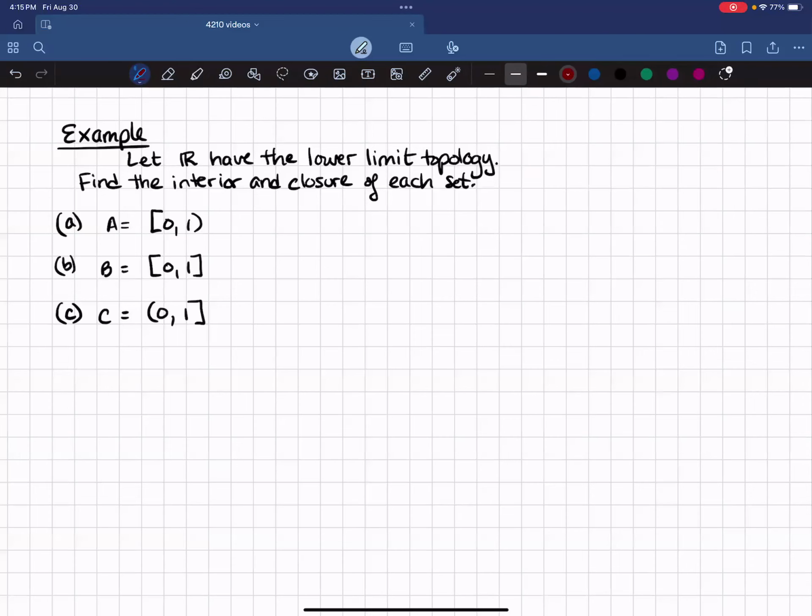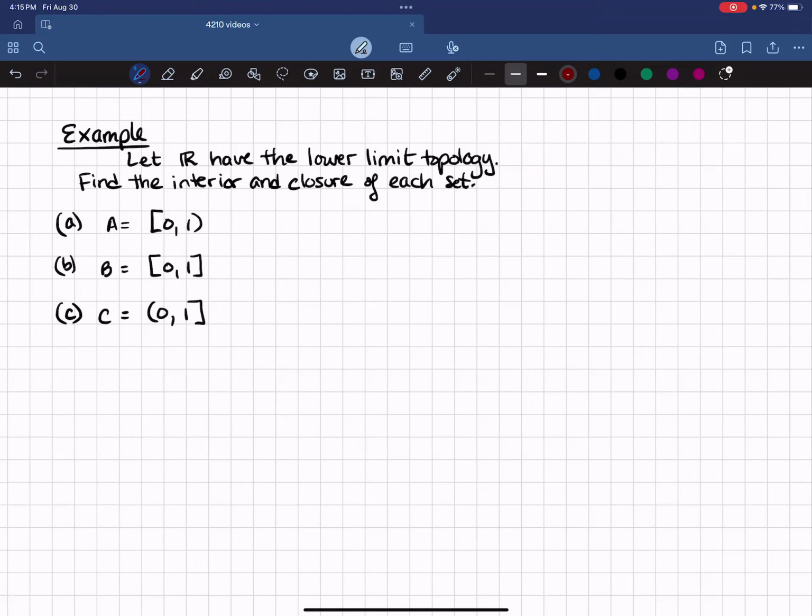Hi, this is Baird Givens, and in this video, I want to talk about an example of how we compute the interior and closure of a set. And for this example, we're going to use the lower limit topology so that we really have to think about our definitions of closure and interior.